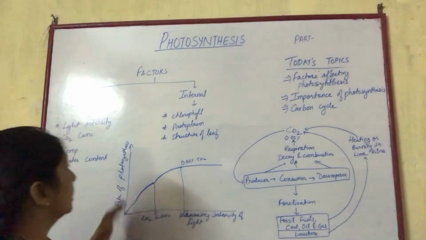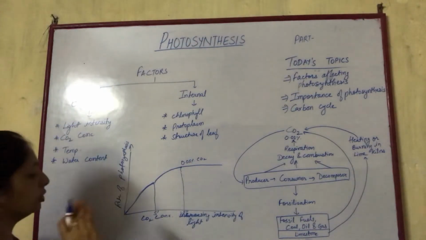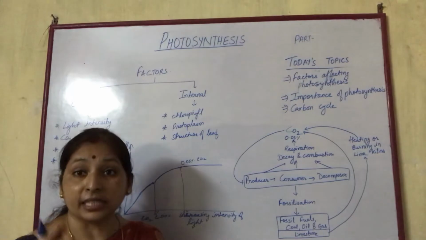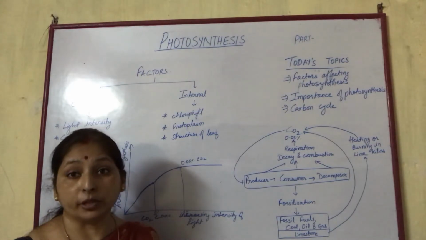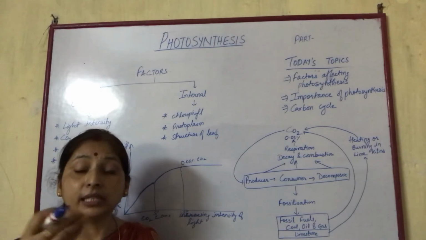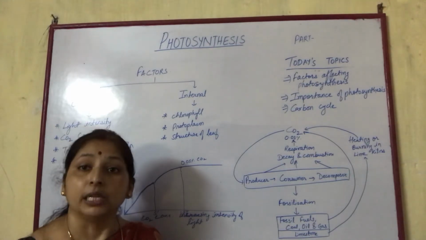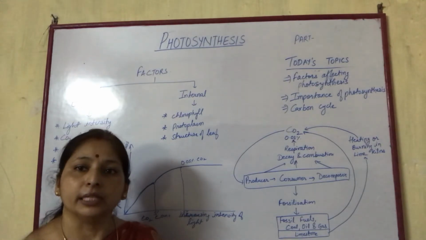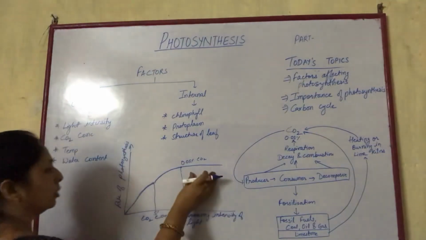Next is CO2 concentration. The initial level is up to 0.02%. If it is increased up to 0.05%, then photosynthesis increases. After that, stability is gained again and the process stops.